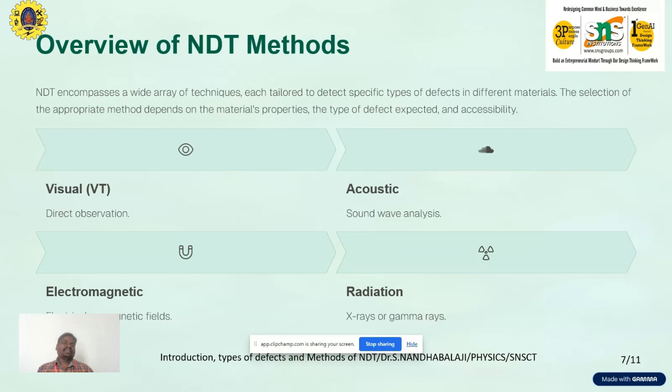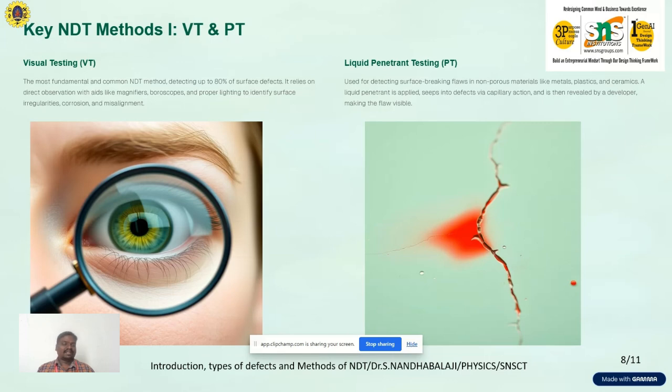Key NDT methods one: VT and PT, visual testing and liquid penetrant testing. The most fundamental and common NDT method, detecting up to 80% of surface defects, it relies on direct observation with aids like borescopes and proper lighting to identify surface irregularities, corrosion and misalignment.